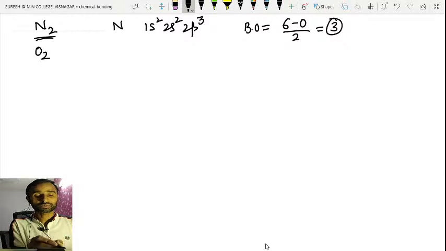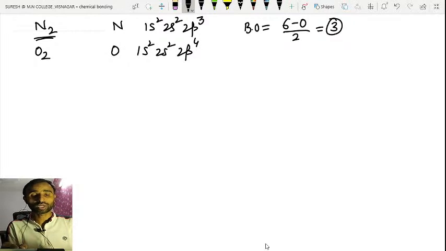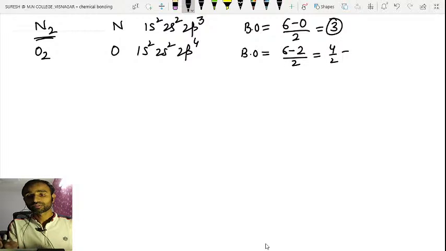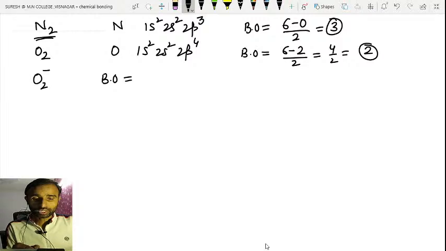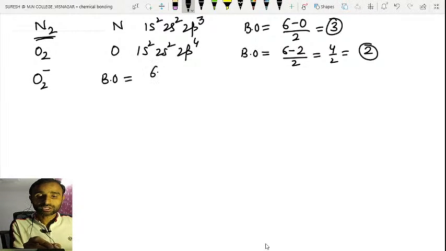Very good, Namita. In O, it is 1s2, 2s2, 2p4, so total 4 plus 4, 8. Out of 8, first 6 are in bonding, so remaining 2 are in anti-bonding. So bond order comes out to be 2. In O2 negative, again 4 plus 4, 8, plus 1 for the negative charge, so total 9. Out of 9, 6 are in bonding, 3 are in anti-bonding. So bond order is 1.5.